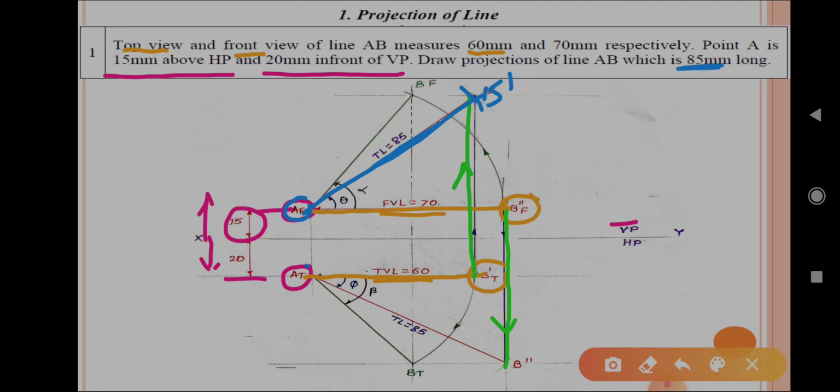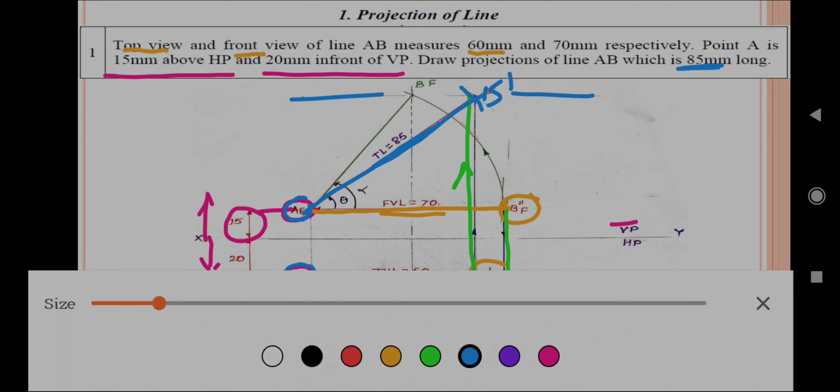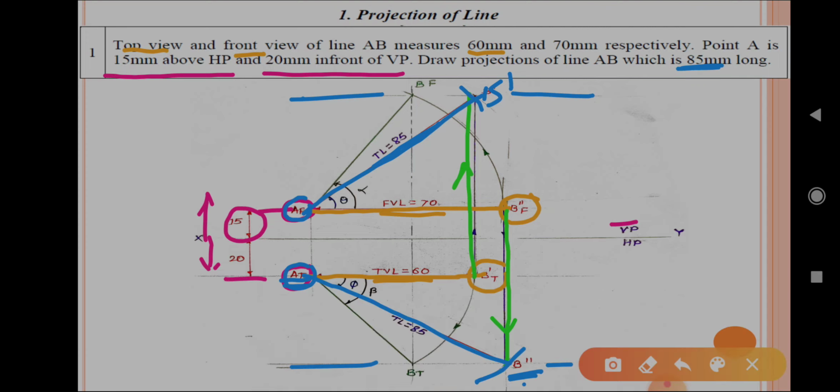In a similar way, take the same distance, the true length 85 mm, put the compass on A T and mark the arc. We get B double dash, and then connect A T to B double dash. Finally we get the locus in the front view and top view. By using that locus we are going to complete the remaining part.